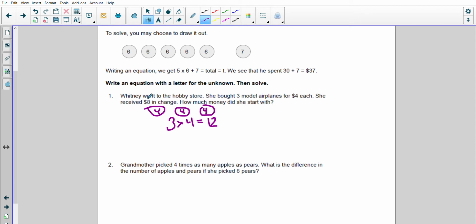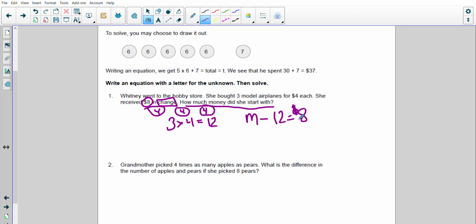She received $8 in change. I want to know, how much money did she start with? So I know this is how much the airplanes cost. I got $8 in change. Well, when I think of a situation when I go to the store and I have change, I'm starting with some amount of money. We'll say M for money, whatever that is. I subtract that from whatever I spent, and that is how I get my change. This is my $8 in change, right? So what my question is asking is, what does that M stand for? How much money did I have altogether?